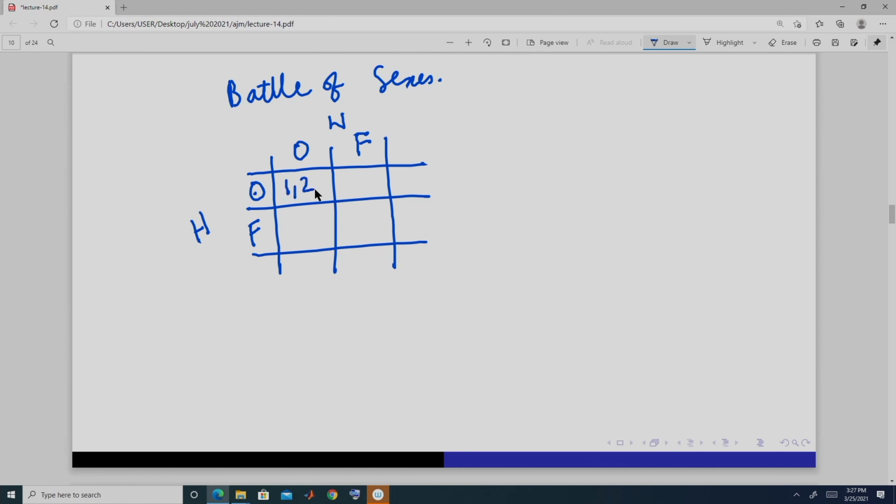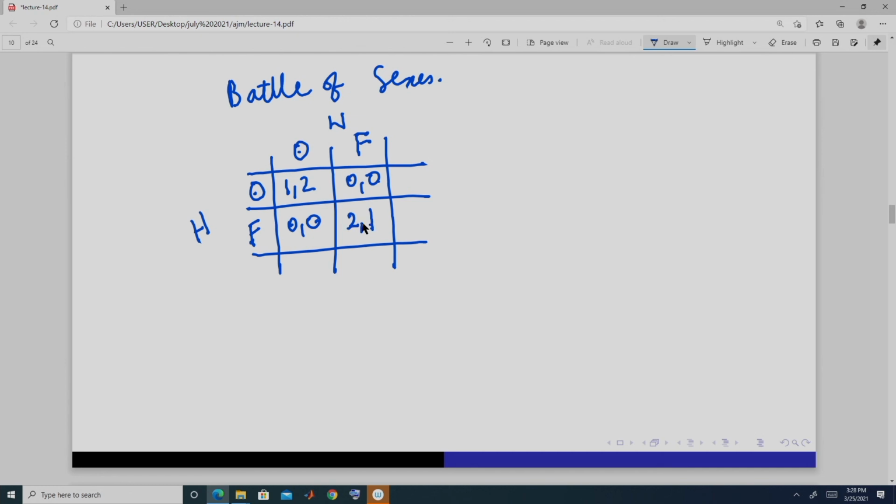So the payoffs are of this nature. If both of them are in opera, the wife gets 2 and husband gets 1. If husband is in opera and wife is in fight, since they prefer to be together, they get 0, 0 payoff. If the husband is in fight and woman is in opera, they again are not in the same place together, so they get 0, 0. But if both of them are in fight, husband gets more payoff than wife.